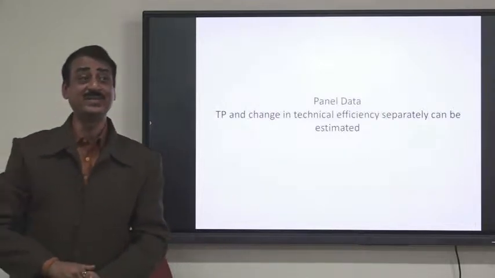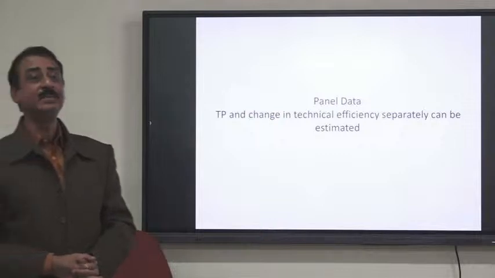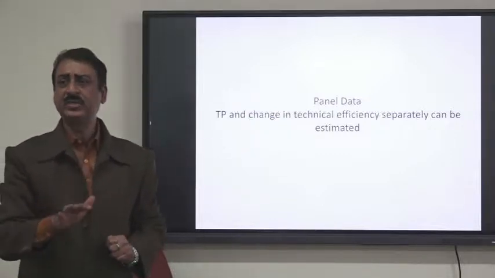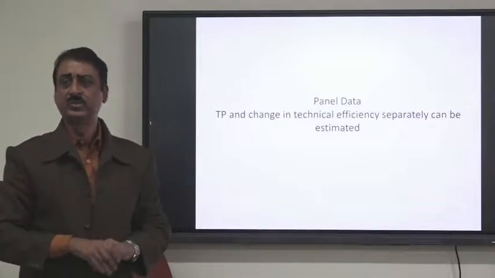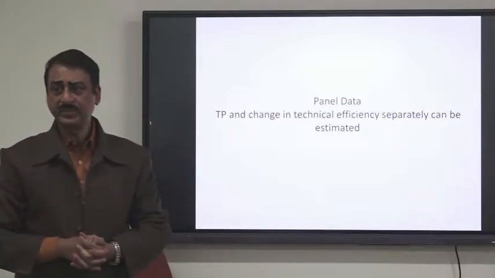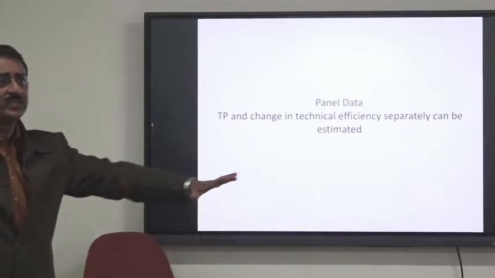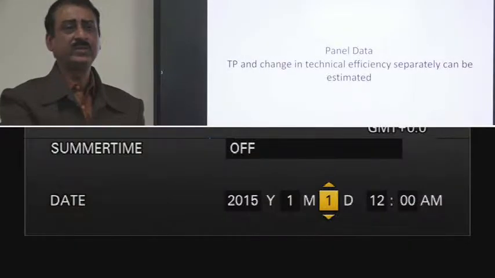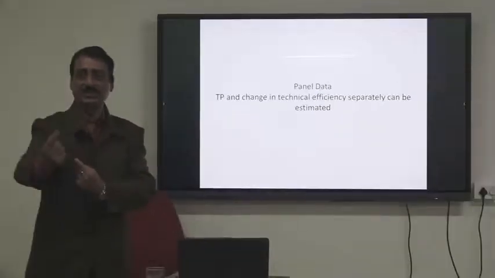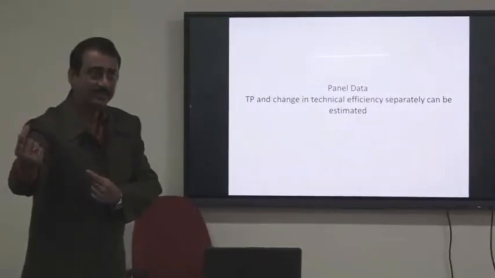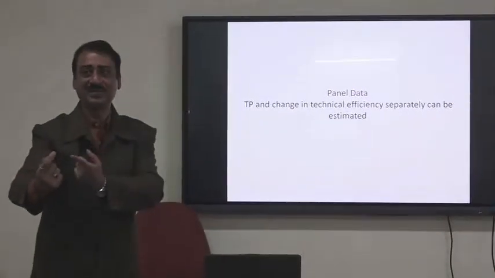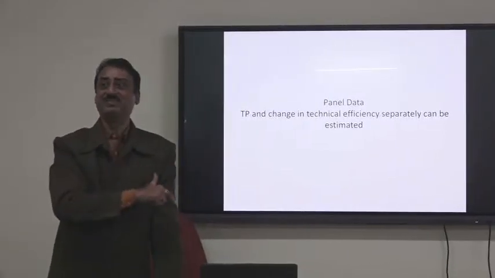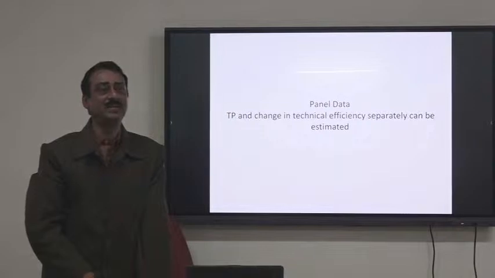Then the most important thing is your panel data. Panel data means, let's say there are 100 industries. For each industry, you have 10 years of data. So 100 into 10, 1000 observations you have. So you have two dimensions. Over time, in one year, you were 90% efficient, I was 80% efficient. In another year, you are 90% efficient, but I am 75% efficient. That means the difference between you and me is changing. So all that can be captured through panel, if you have panel.